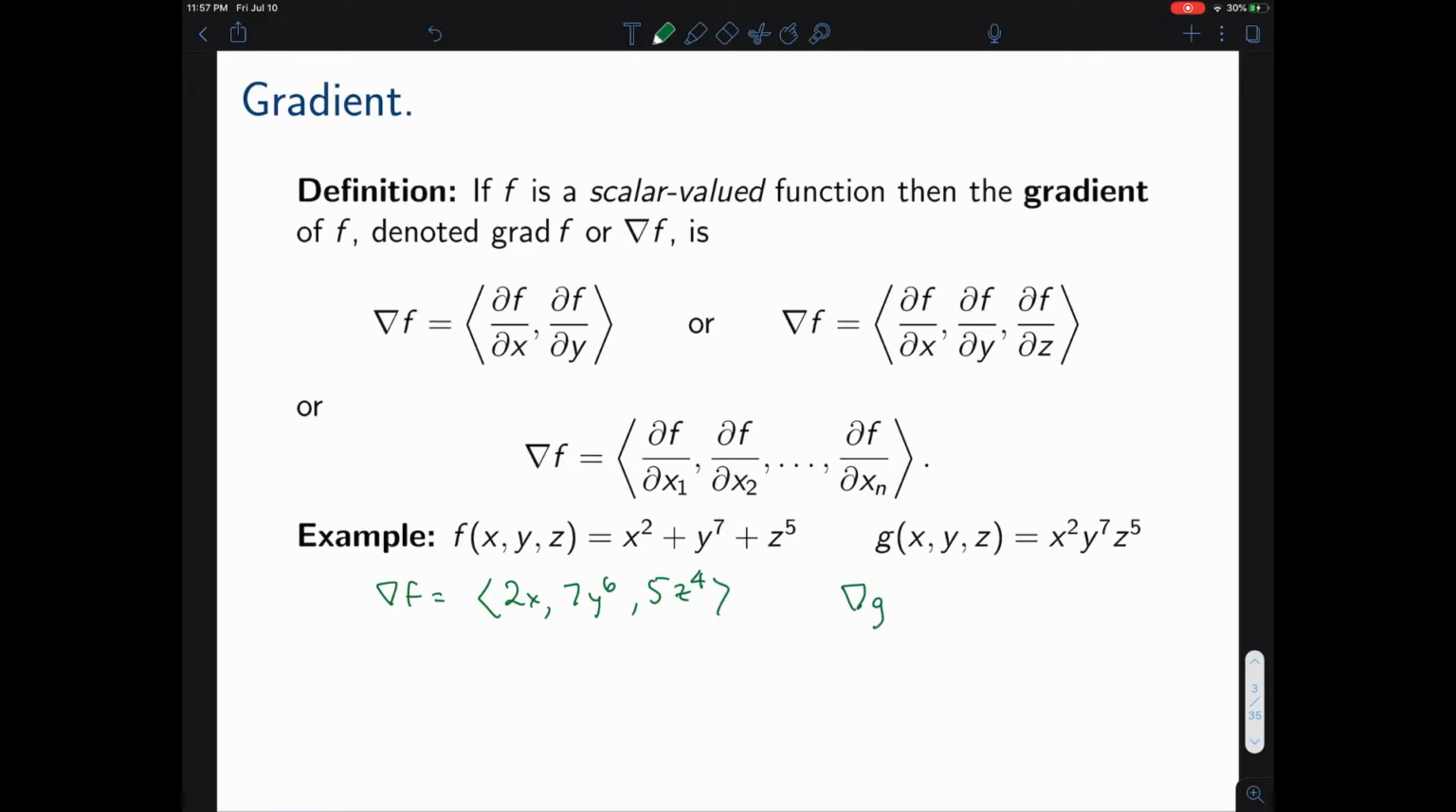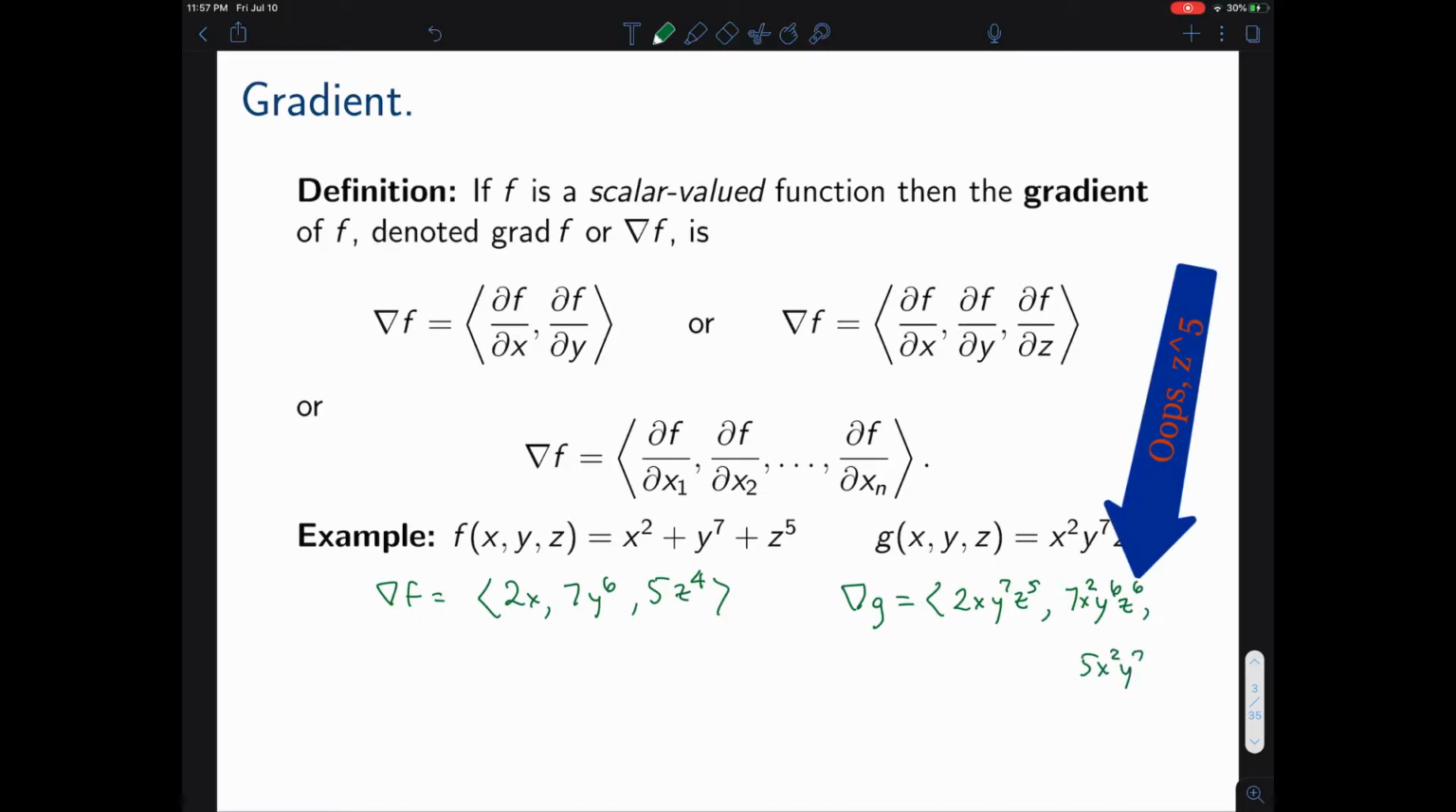Another example, if g of x y z is x squared times y to the 7th times z to the 5th, then the gradient is the vector 2x y to the 7th z to the 5th, 7x squared y to the 6th z to the 5th, 5x squared y to the 7th z to the 4th.